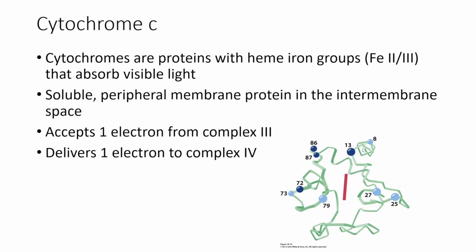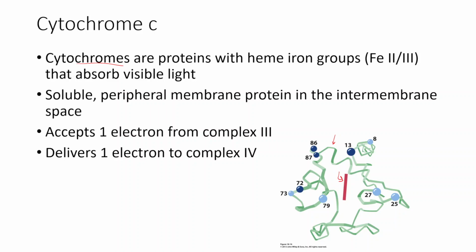So cytochromes in general are proteins, and they have heme iron groups, which contain iron 2 and 3. And these heme groups are able to absorb visible light. So chrome is in their name, which refers to color, and that's part of why they're named how they are. And so you can see in this diagram here, the protein portion of cytochrome C is shown as this green color, and the heme group is shown here in red, and it's in a planar form, which is why it's shown as this sort of red line.